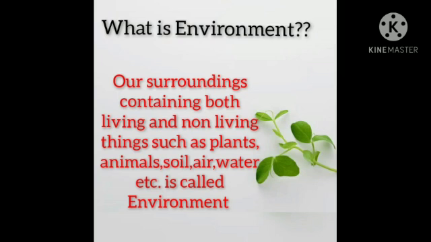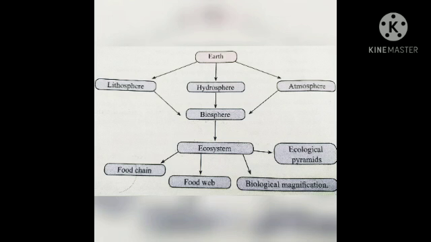This is the flow chart of our environment. First one, mainly Earth. There are three spheres in the Earth: lithosphere, hydrosphere and atmosphere. These three spheres together form the biosphere. Biosphere contains ecosystem and ecological pyramids. In ecosystem, there are three types: food chain, food web and biological magnification.